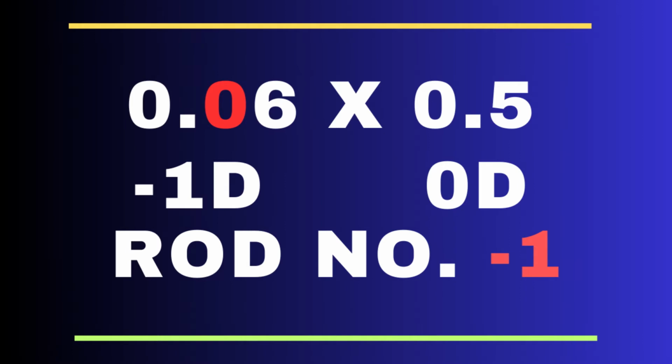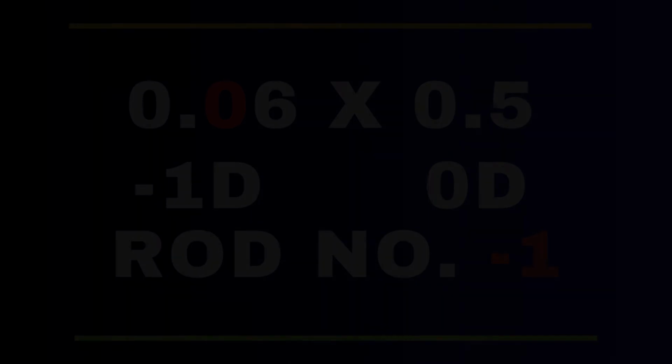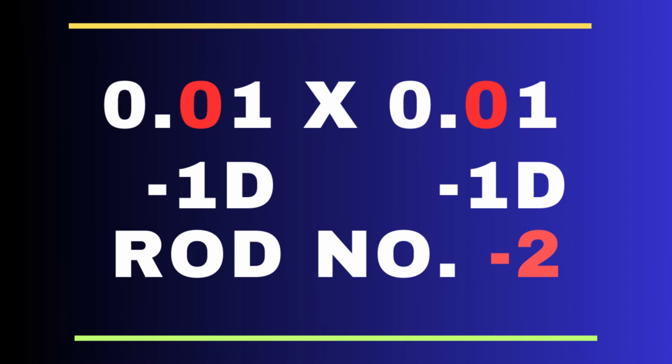So the total is -1 plus 0, that is -1. We have to take the answer from rod number -1 in this case. This is another example, 0.01 multiplied by 0.01.